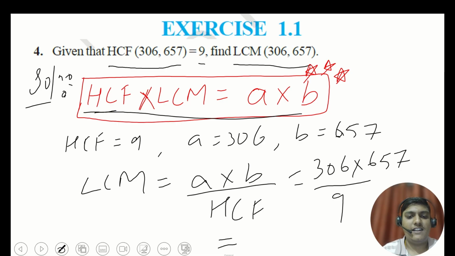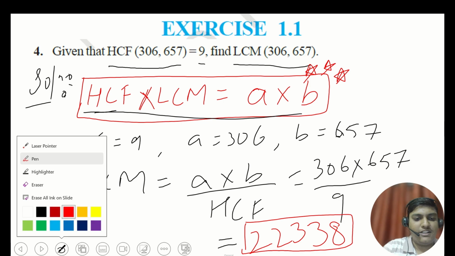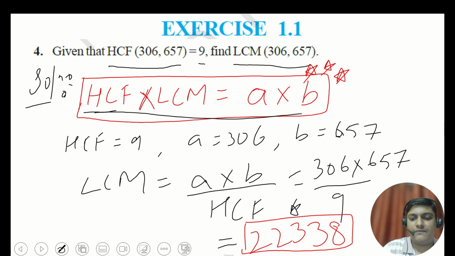It is basically LCM equal to A into B, that is 306 multiplied by 657, divided by 9. So that would be your LCM answer. So please find out, please solve with me. It will be 22338. So this is the LCM answer. Please cross verify with your calculators. Okay, please cross verify this value. So this is your answer for this question. I hope this is clear.